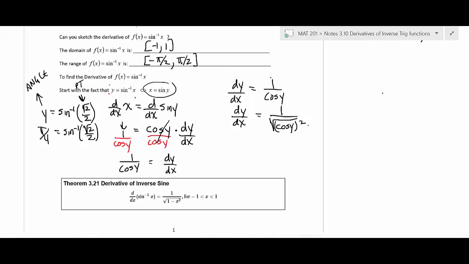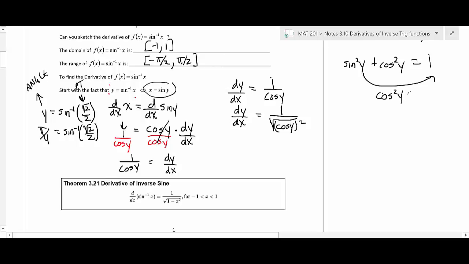The reason I do that is because of an identity. I've got a trig identity that will be very useful here. We know the identity sine squared y plus cosine squared y is 1. That's the fundamental one. So I'm going to move that to this side so that I get cosine squared y equals 1 minus sine squared y. So I'm going to change this thing right here to that, just using a fundamental identity.